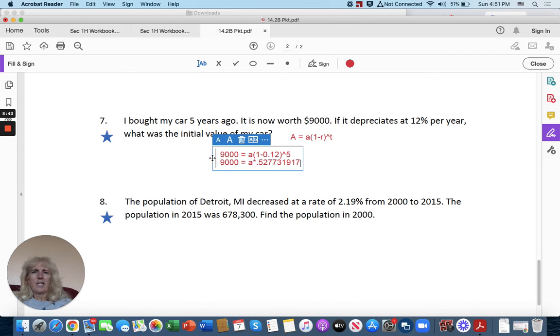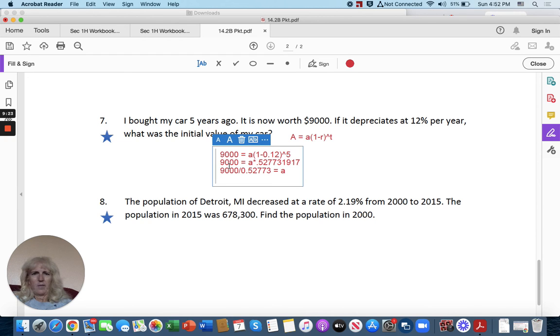Okay. Then I take 9,000. My next step is to take 9,000 and I'm going to divide by the number right here. Because since this is a times all of this, if I divide by that number, it'll give me my little a, which is what they want, the initial value. So I'm going to put 9,000 divided by 0.52773 equals a.